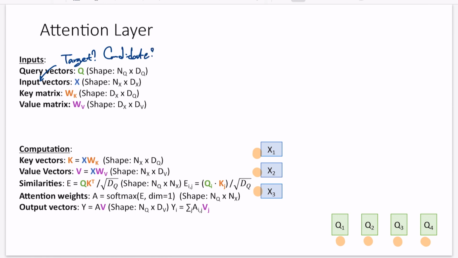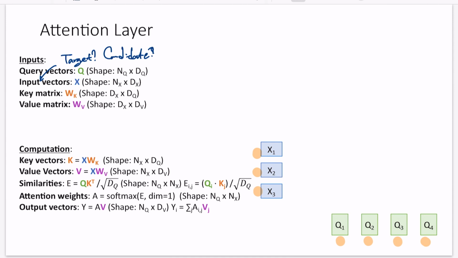Because in many cases, query is kind of an input vector, you may be confused to say this is X, X as an input vector. So let's just say X is a target or candidate vector, and query is the real input vector of the attention layer.